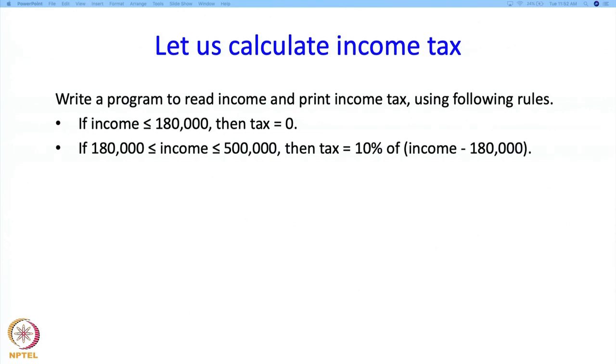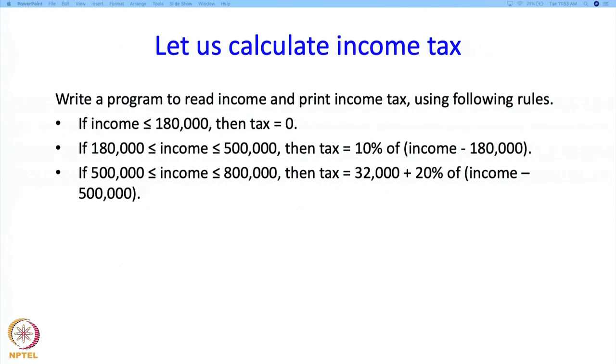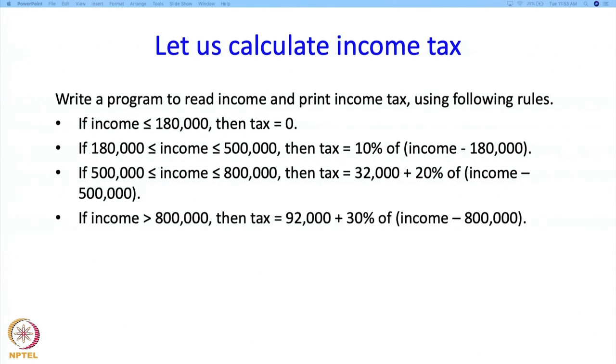If the income is between 180,000 and 500,000, then the tax should be 10% of the income over and above 180,000. If the income is between 500,000 and 800,000, then the tax should be 32,000 plus 20% of the income above 500,000. And if the income is above 800,000 or 8 lakhs, then the tax should be 92,000 plus 30% of whatever income is there above 8 lakhs.